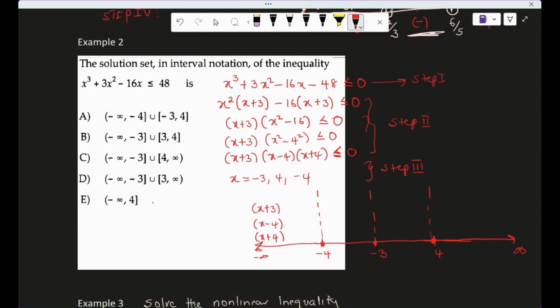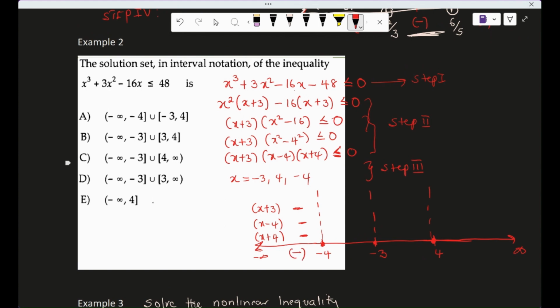So just take a test point. Take any number between minus infinity and minus 4. We can easily take minus 5. If we substitute minus 5 here, minus 5 plus 3 is a negative number. Minus 5 minus 4 is also negative. Minus 5 plus 4 is also negative. So you have the product of three negative terms. The outcome is definitely negative.